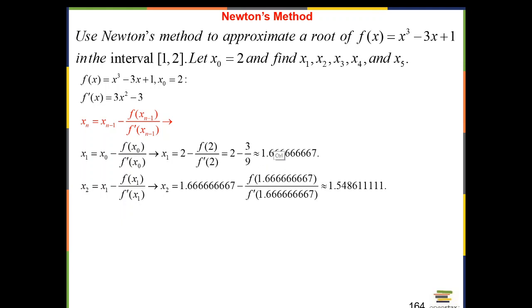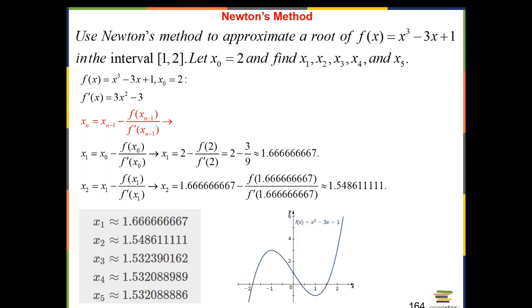And now we substitute this, right? So x2 would be this number minus f of this number over f prime of this number, right? Now notice that is a lot of arithmetic. So what we can do is use a calculator or a computer to do that iteration. So this is 5 iterations, right? And we got 1.53. That's the root, right? So we're looking for this root right here, between 1 and 2. There are other roots here, we don't want those, we want this one.